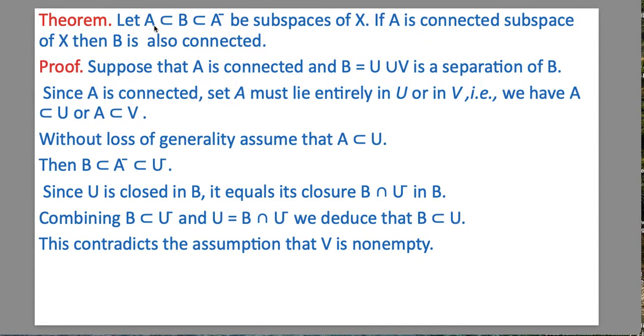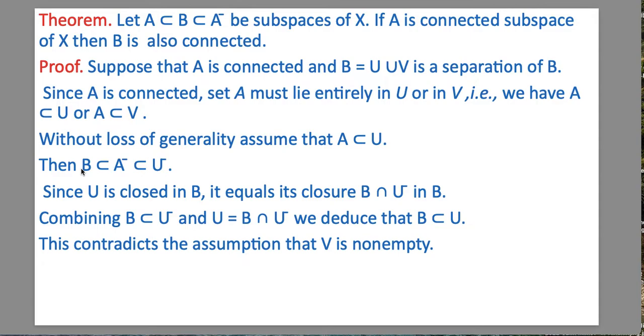One more theorem: if A is a subset of B and B is a subset of A bar, with A and B subspaces of X, and if A is a connected subspace of X, then B is also connected. Suppose that A is connected and we write B equal to U union V is a separation of B. Because A is connected, A must lie entirely in U or in V. That is, A is a subset of U or A is a subset of V. Suppose we assume that A is a subset of U.